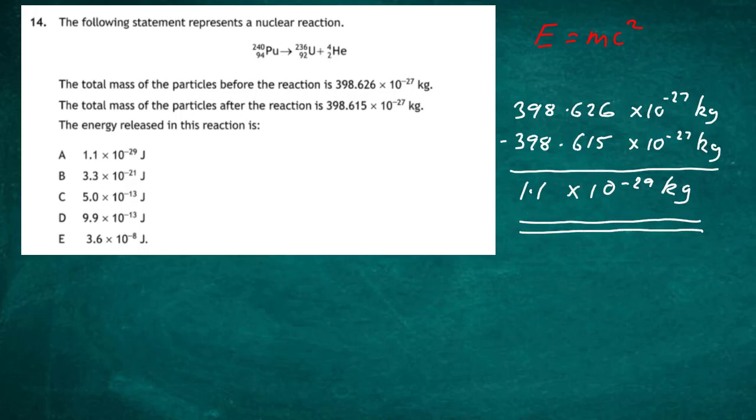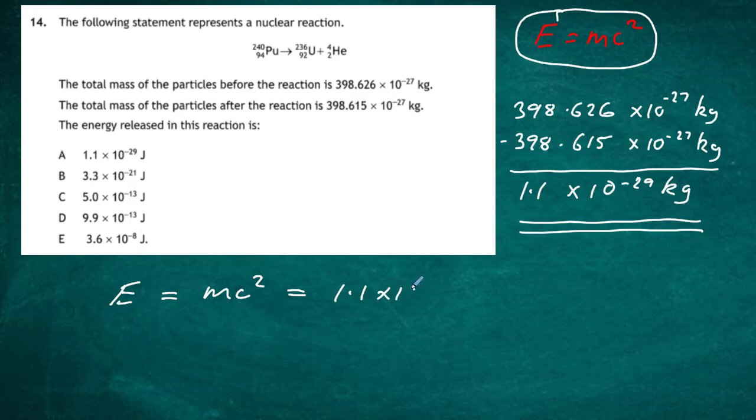That's how much mass has been changed into energy according to Einstein's famous equation, E equals mc squared. So all we have to do is put the mass into that equation and multiply it by the speed of light squared. So the energy released, E, is going to be equal to the mass times c squared, which is the mass released, 1.1 times 10 to the minus 29 kilograms, multiplied by the speed of light squared, 3 times 10 to the power 8 all squared. Now the answer we get from that comes out to be 9.9 times 10 to the minus 13 joules.